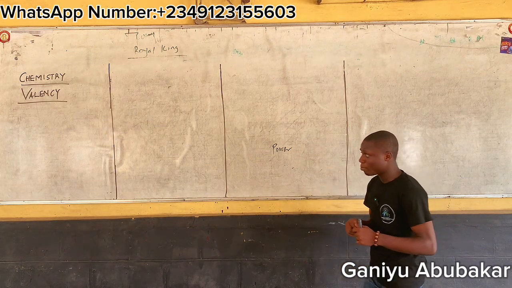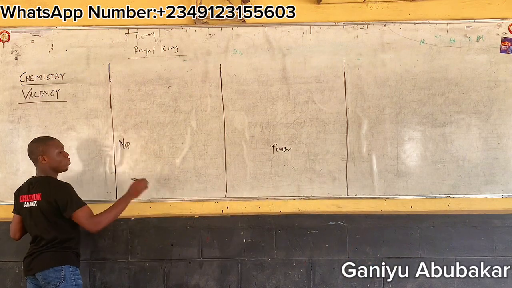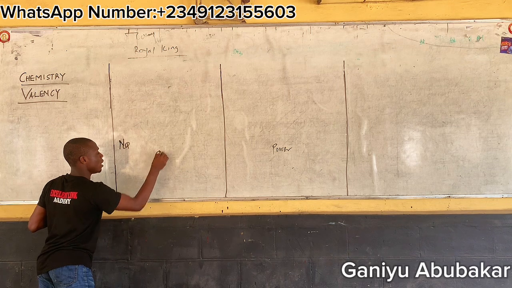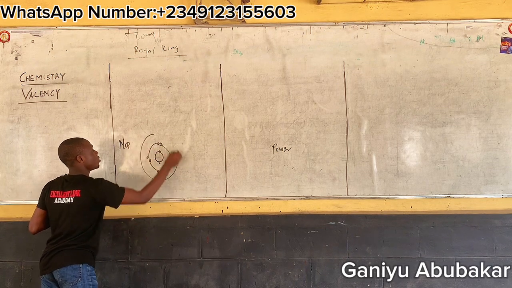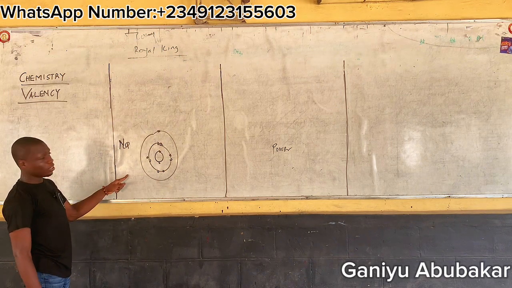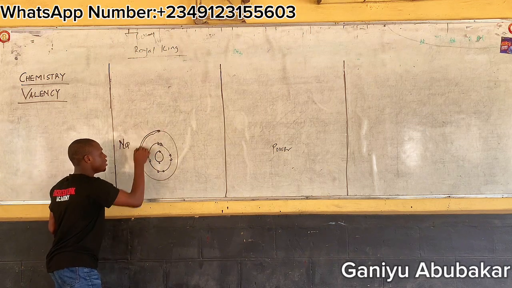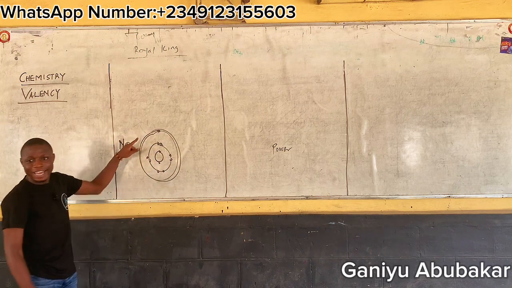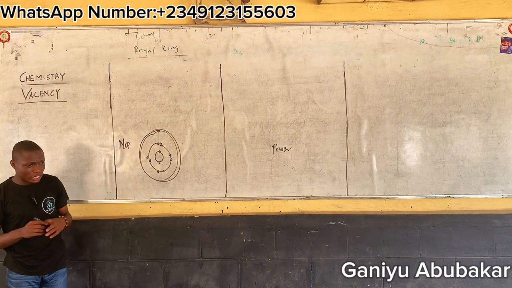What do I mean? Let me say for sodium, we had 2, 8, and 1, that is 11. Is it complete? Yes, 11. So it's complete this way. This last shell you are seeing is called what? Valence electron.